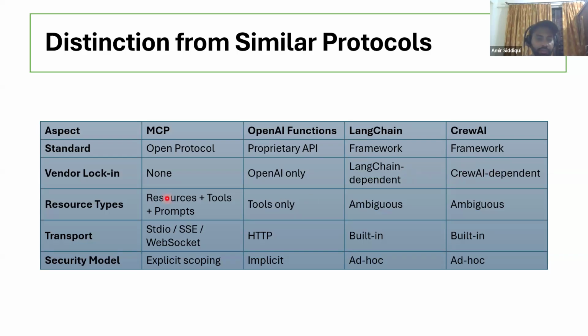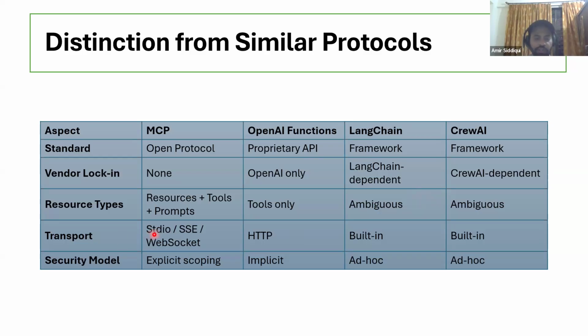Now, there are different resource types that can be used in MCP. So we have resources, tools, and prompts. In the next slide, we will see in detail what these resources, tools, and prompts are, so let's leave it for the next slide. Now, OpenAI functions: here you can use only tools. LangChain and CrewAI, it is ambiguous. I mean, you can just create some applications here, but nothing more than that.